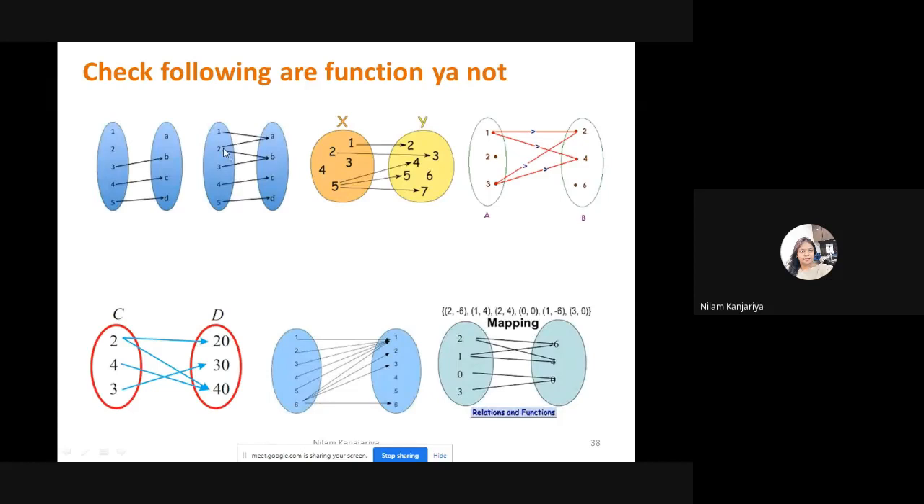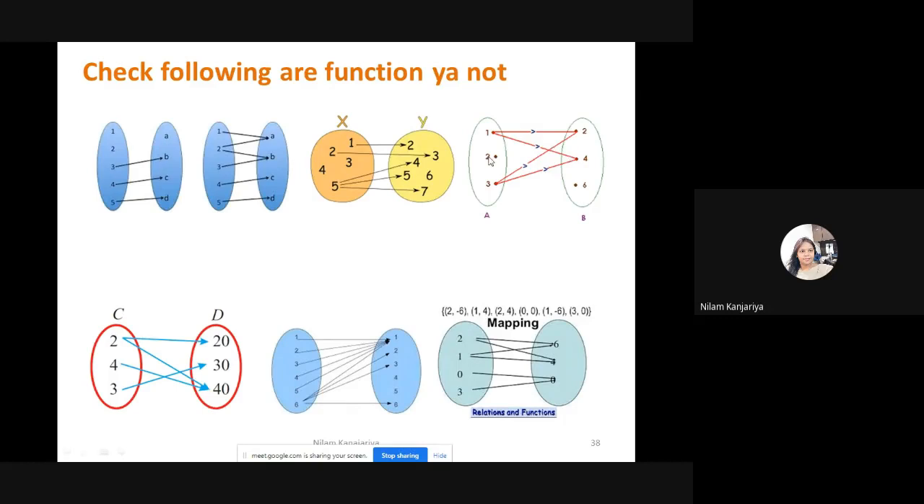The next one is not a function, and I will give you the reason: 2 is related to more than one image, A and 3. It is not a function. Okay. Similarly, this was discussed above. The next one, A and B. Look at here. This is a function.